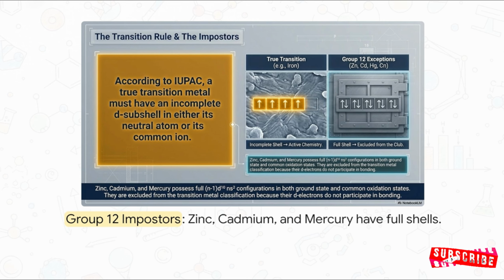So why aren't they considered transition metals? Well, because they possess completely full D subshells in both their ground state and their common oxidation states. It's best to think of their electrons like money locked away inside a heavy bank vault. The vault is closed super tight, so those D electrons simply do not participate in bonding. Because their shells are already full, they are officially kicked out of the transition metal club.